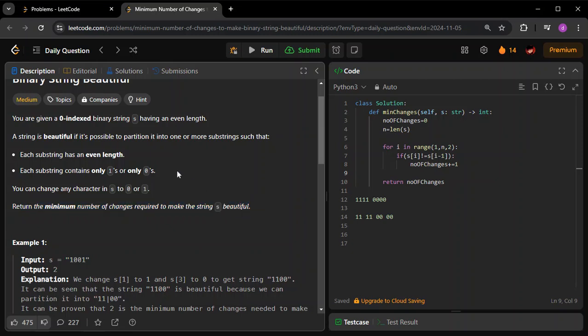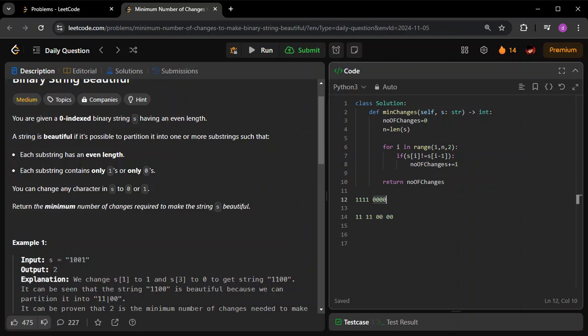Okay, so what is the definition of a beautiful string? The definition is that a string is called beautiful when you can partition it into one or more substrings, and each of the substrings should have these two properties. What is the first property? It should be of even length. What is the second property? It should either have only ones or only zeros. Okay, so through an example I'm trying to tell you how it works.